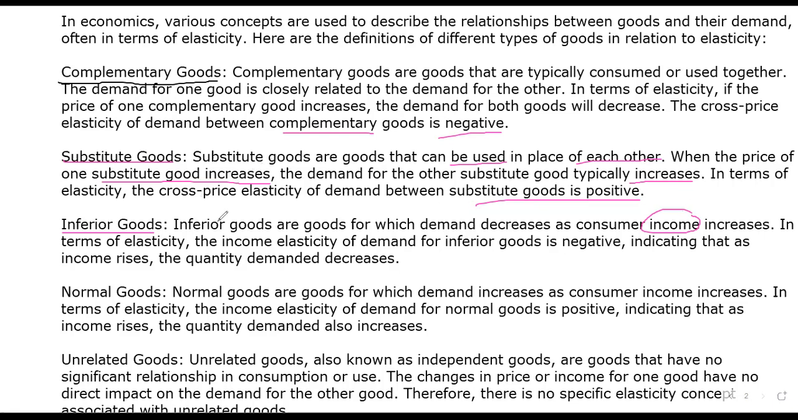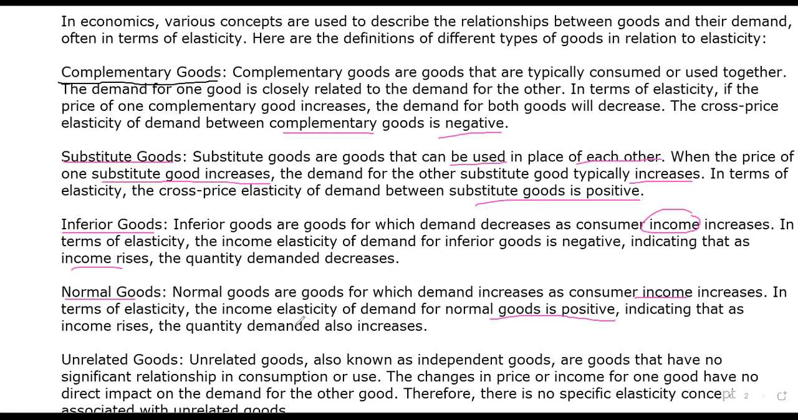So any good that indicates a decrease in consumption due to an increase in income is regarded as an inferior good. We also have a normal good. A normal good is simply a good which consumers will consume more of as income increases. So in terms of elasticity, we have a positive income elasticity. However, when income elasticity is more than 1, we call that a luxury good. When income elasticity is positive but less than 1, we call that a necessity or a normal good.